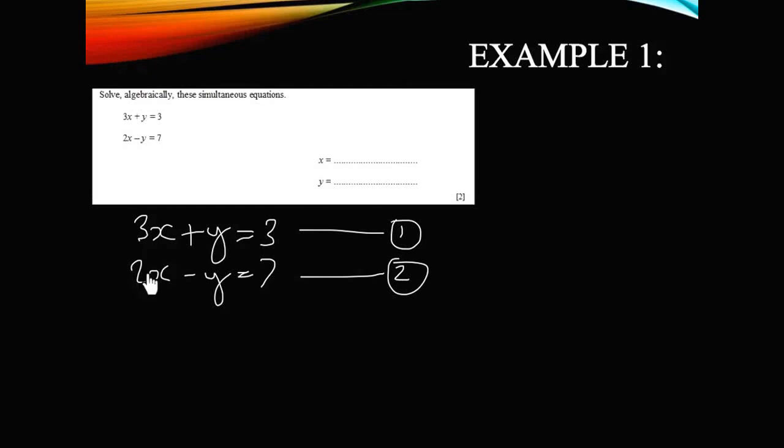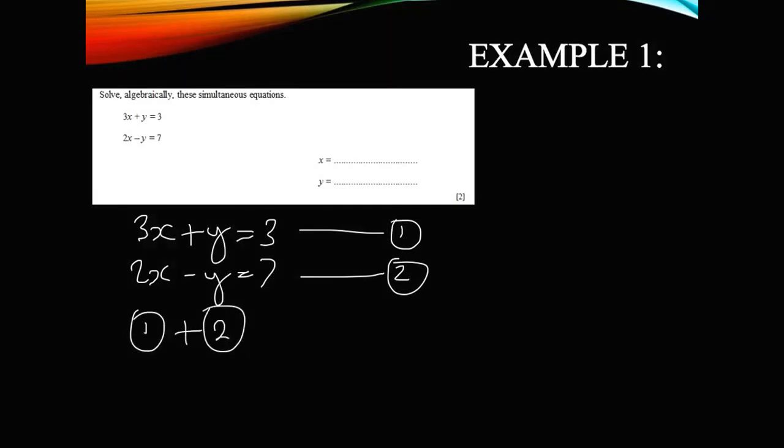Now if I add these two equations together, what will happen is the following. I'm going to add equation 1 to equation 2. 3x plus 2x gives me 5x. If I add together a y and a minus y, I get no y's at all. So I've got no y's now. I have to keep adding though. I can't just add bits and ignore other bits. I've now got to add the numbers at the end. 3 and 7 is 10.